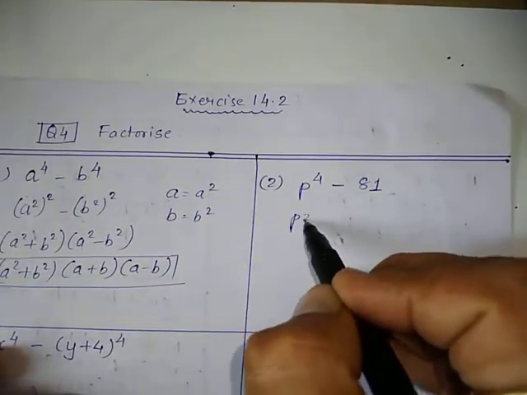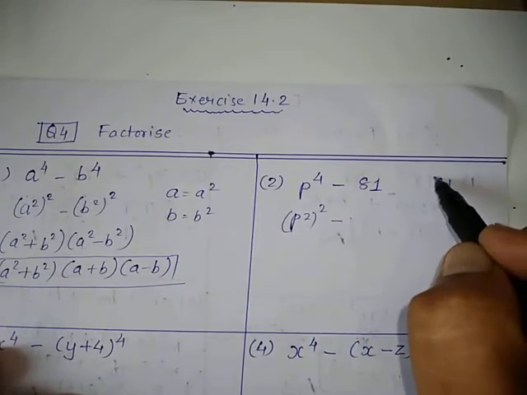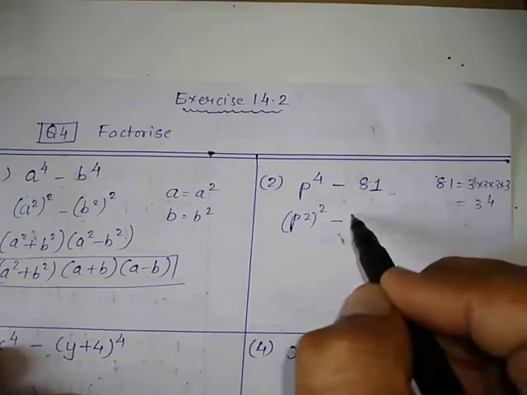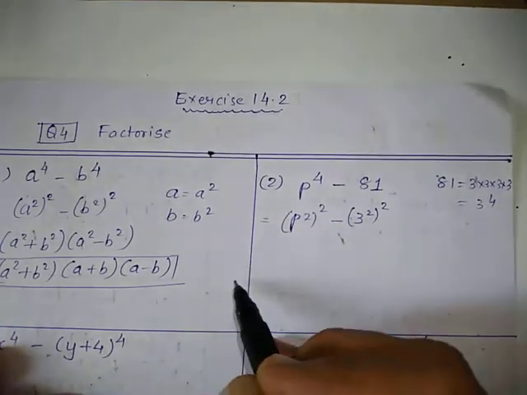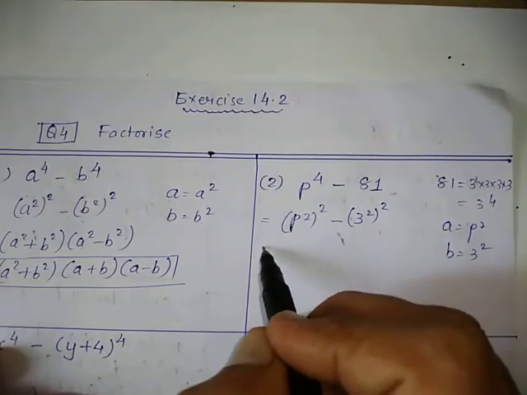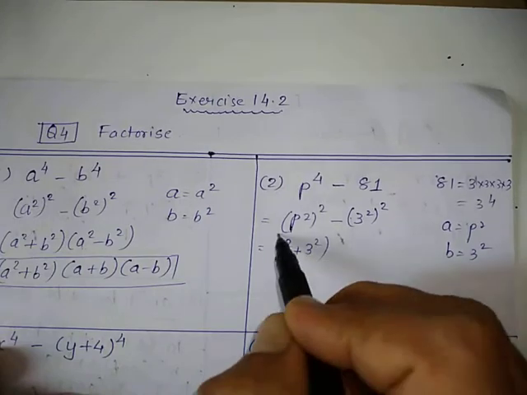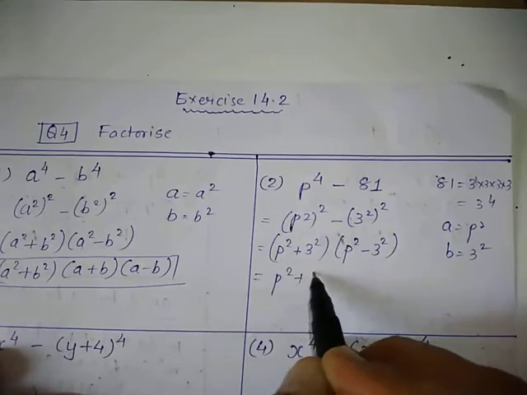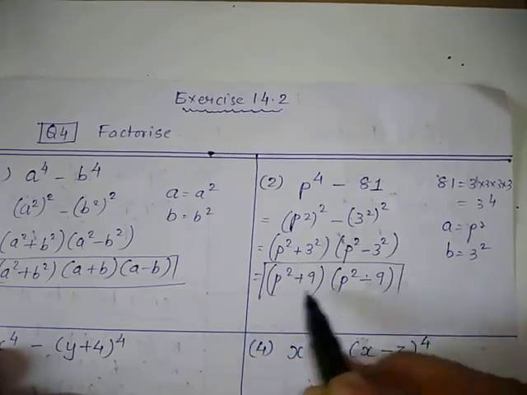Similarly we can go for the second question. So p raised to 4 means p square whole square. What about 81? So 81 we know that the factors of 81 is 3 into 3 into 3 into 3, means that will give 3 raised to 4. So we can write 3 raised to 2 whole square. Okay, now our a is equal to p square and b is equal to 3 square. So as per the formula, p square plus 3 square, one bracket, and minus one bracket, p square minus 3 square. So p square plus 9, 3 3s are 9, and p square minus 9. So these are the factors of this one.